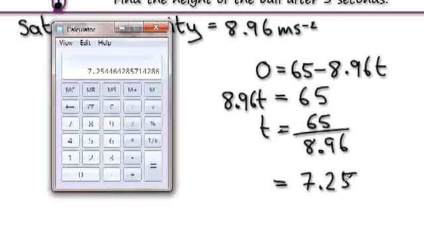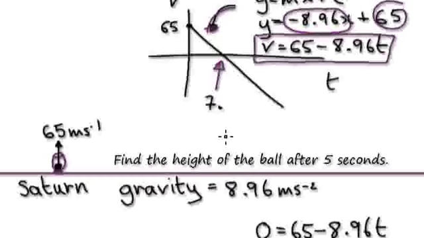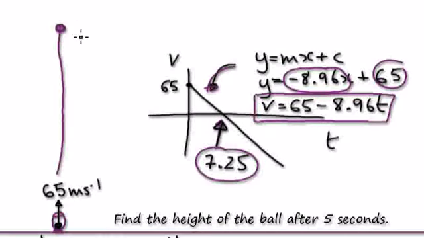7.25, let me double check. Yeah. So the time it takes to get to the maximum height is 7.25 seconds. Now you get an idea of what's going on. This time here is important because it tells us the time to get to maximum height. Let's say maximum height is here, at 7.25 seconds. But the question says find the height after 5 seconds, so I'm going to guess 5 seconds to be around here.